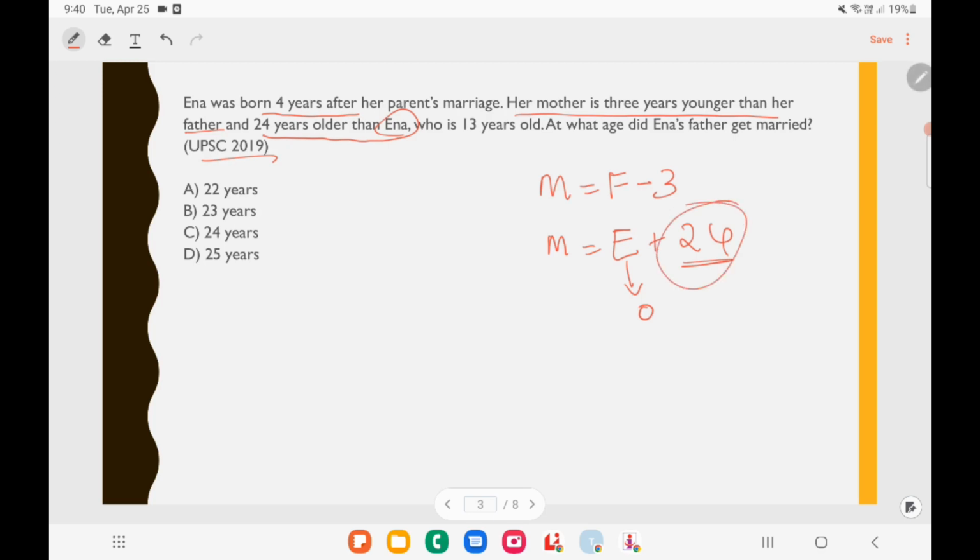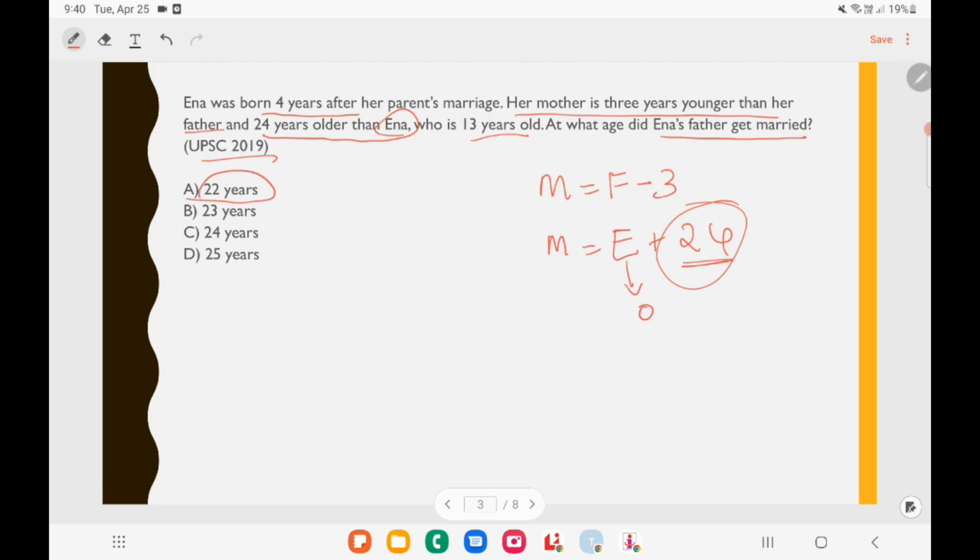Okay. Now Ina is 13 years old. At what age did Ina's father get married? So we need to find out when they got married. Okay, so now let's see how we can solve this using the equations. Solve this using the options. I will show that first. Okay, so let's assume that A is the right answer.